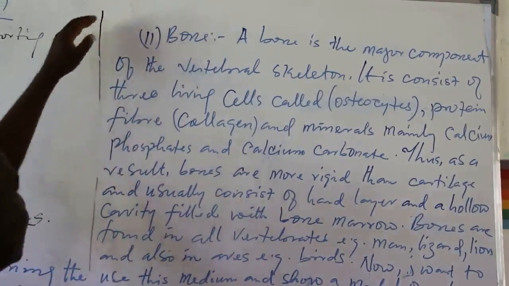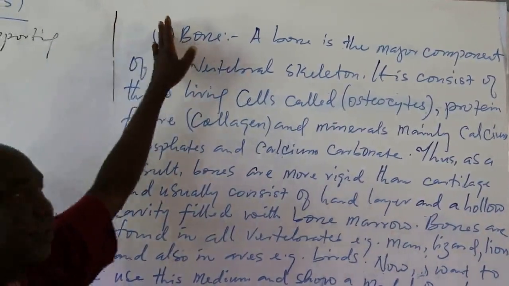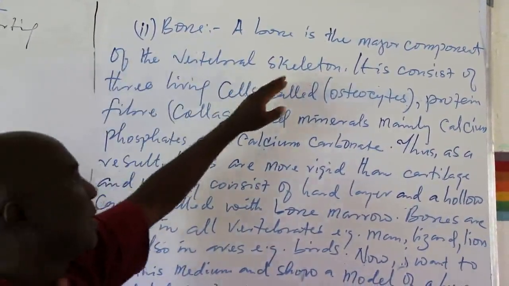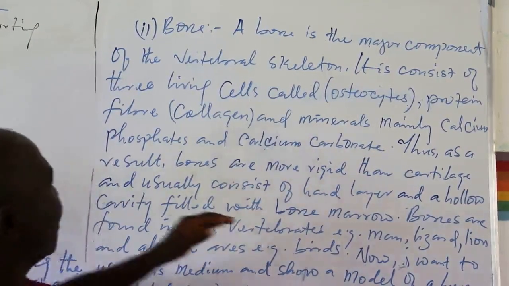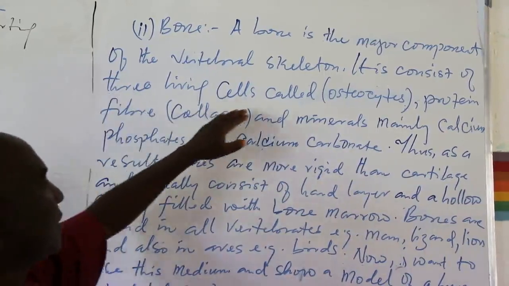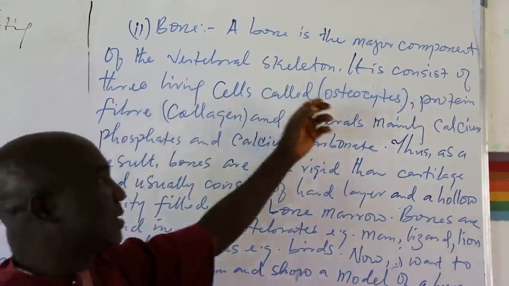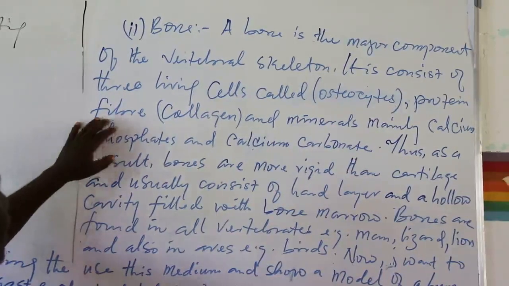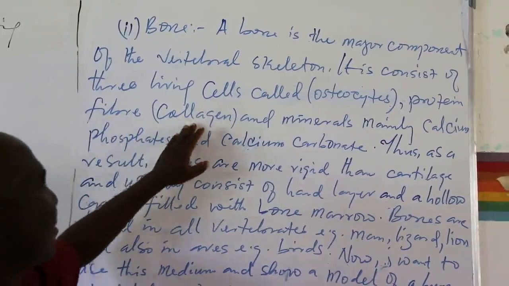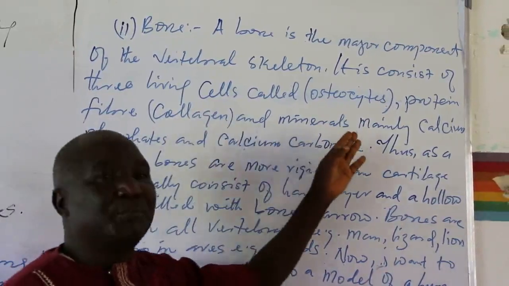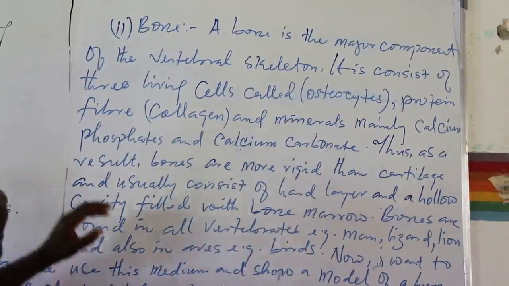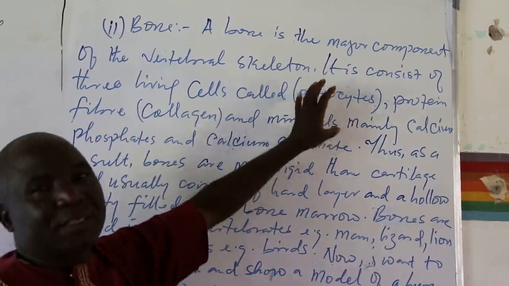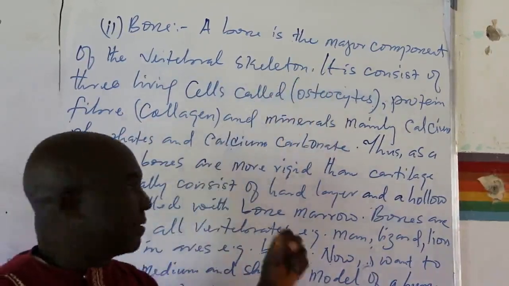The second type of skeleton is the bone. I may say the bone is the major component of the vertebral skeleton. The bone consists of living cells called osteocytes, a protein fiber called collagen, and mineral salts. The mineral salts are mainly calcium phosphate and calcium carbonate. This gives the bone its strength.